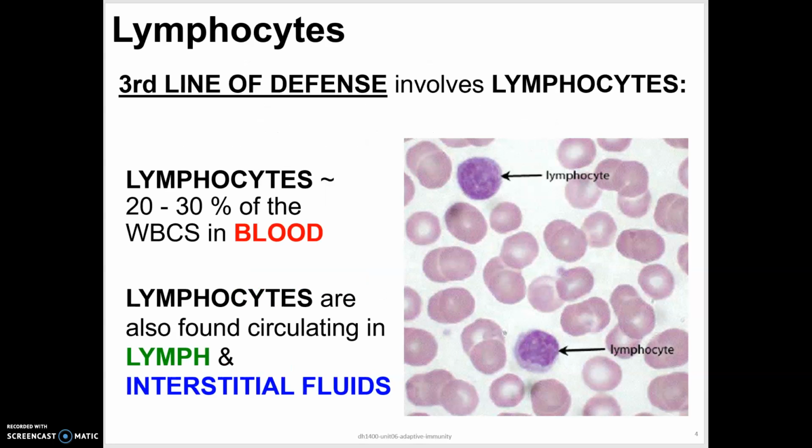Now, when we're talking about our specific defense mechanisms, we're moving into more precise things, and what we're going to talk about mostly are our lymphocytes. A lymphocyte is a type of white blood cell. It makes up around 20 to 30% of the white blood cells in our blood, and you can find these lymphocytes in the circulating blood, the lymph, and the interstitial fluids. There's a picture here showing some lymphocytes in comparison to some red blood cells.